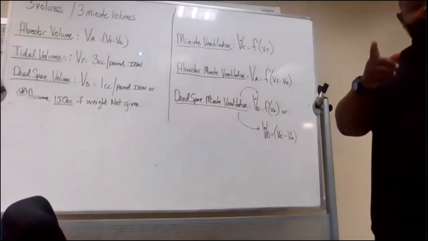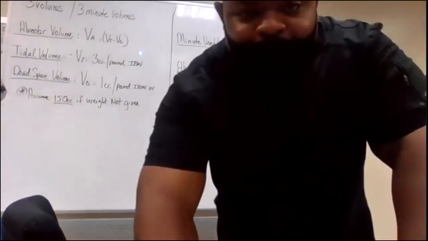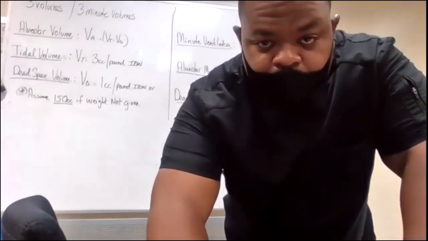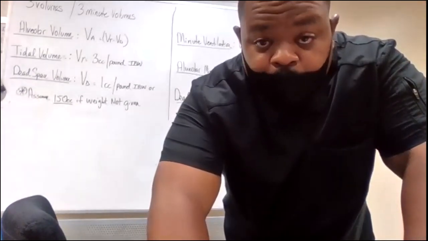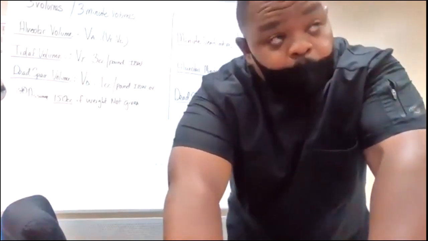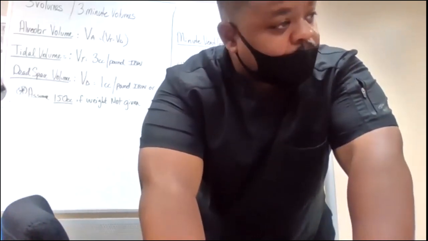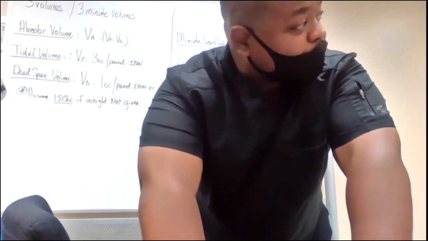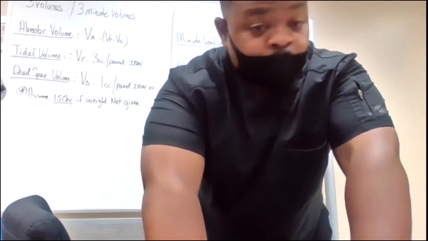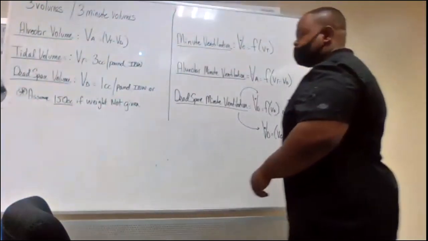Now, the key that I need you guys to understand is when we multiply the frequency to the volume, you want to make sure that you put a decimal. You make the volume a decimal, because the answer for minute ventilation is always in what? Liters. The answer for minute ventilation should always be in liters. Okay?